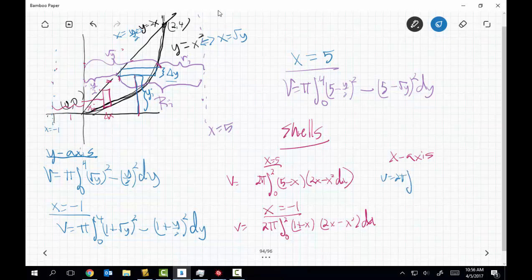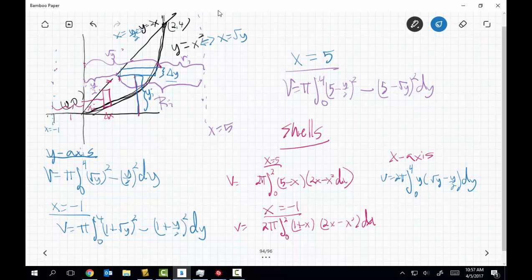Now this time, since this is a delta y, this slice of action is parallel to the axis of rotation. I'm going from 0 to 4, not 0 to 2. And then my distance, my radius, remember it's 2 pi rh, is going to be just y. And then my height is going to be this curve as a function of y minus this curve as a function of y, which is root y minus y halves dy. And I'm done. Nothing to it.